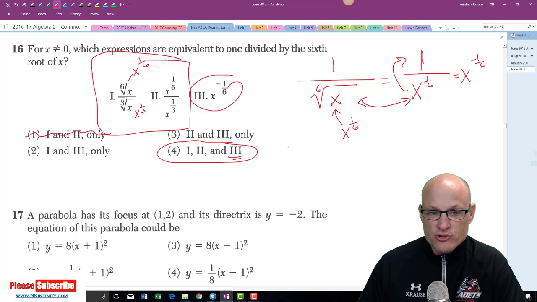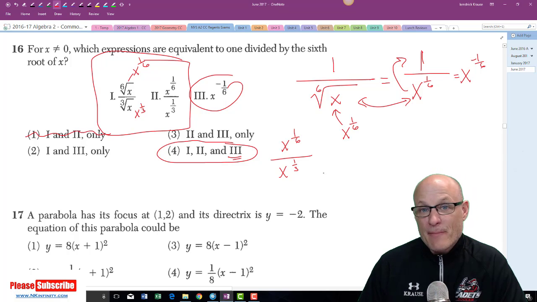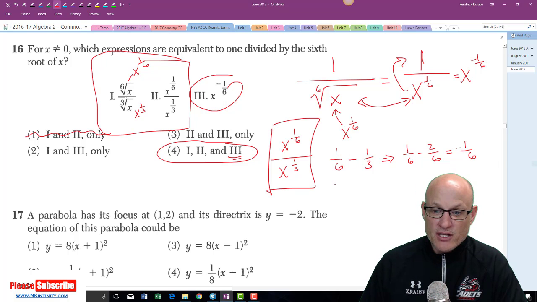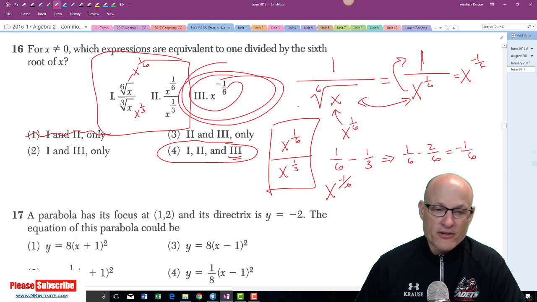Let's take a look at choice 2. X to the 1/6 over x to the 1/3. Remember, when the bases are the same, you subtract the exponents. So we're going to take 1/6 and subtract off 1/3. But 1/6 minus 1/3 is really 2 sixths. So 1/6 minus 2/6 is negative 1/6. So this whole thing becomes x to the negative 1/6, which is the same as this. So they're all the same, choice 1.